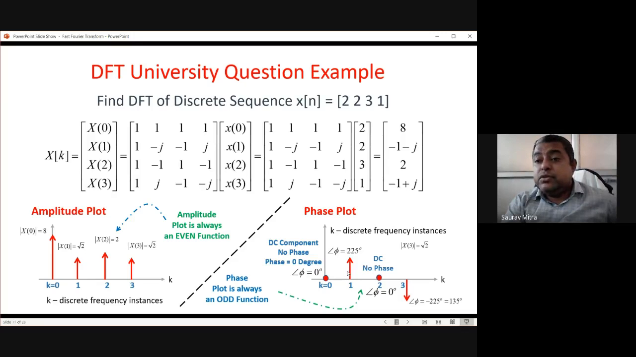I don't think anybody shows you this. You just calculate it, but you don't know how the spectra look. And on the x-axis, be very careful: k is equal to 0, k is equal to 1, k is equal to 2, and k is equal to 3. The real terms 2 and 8 should have a phase of 0, or no phase.